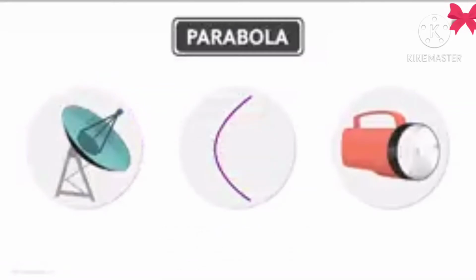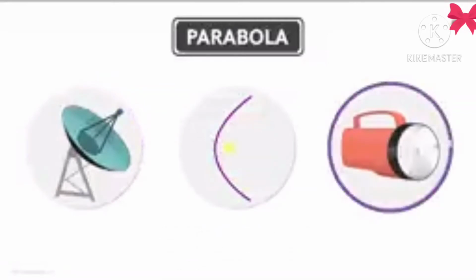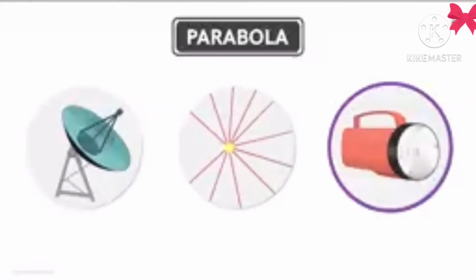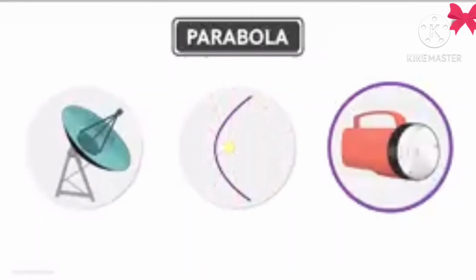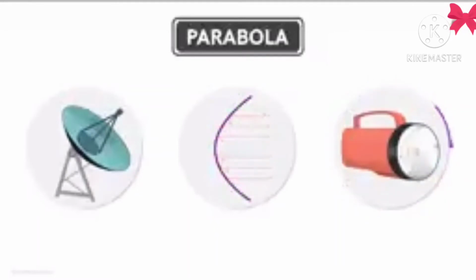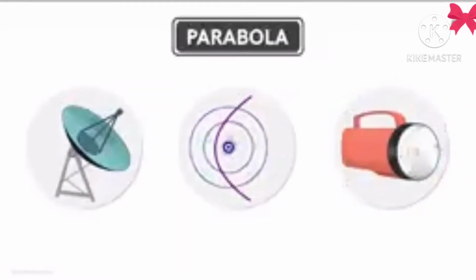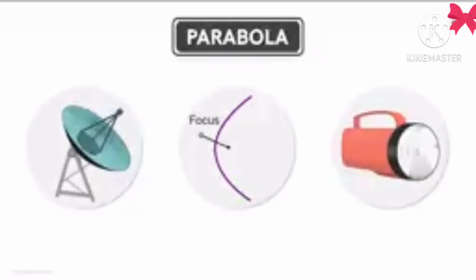For example, in the case of a torch, a bulb is placed at the focus of the parabolic mirror. We know that the light emitted by bulb spreads in all directions evenly. But due to the parabolic mirror, light emitted in this direction is reflected in this direction, like this. So we see that a parabola is a U-shaped curve related to a specific point called focus.